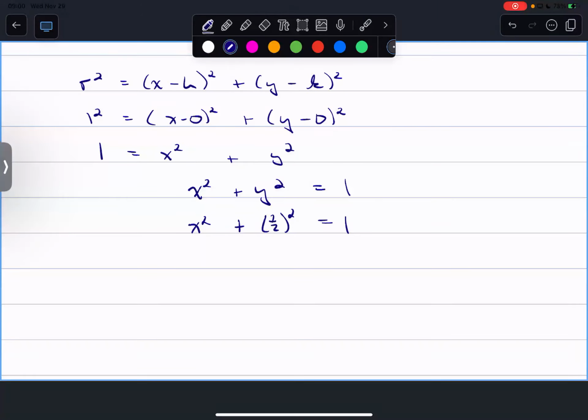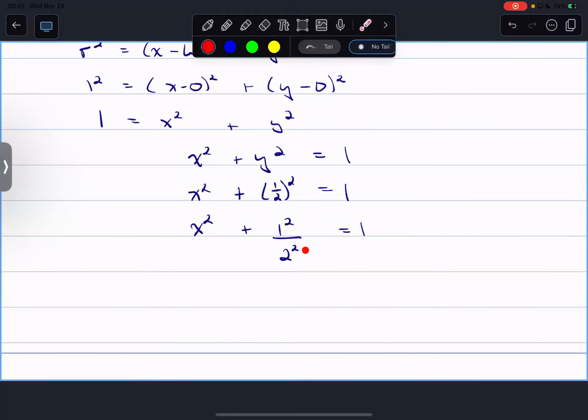We can flex our exponent muscles, right? What can I do if I have 1/2 to the power of 2? The distribution law says that I can bring this 2 inside as long as I'm multiplying or dividing inside. And so I can rewrite this as x squared plus 1 squared over 2 squared is equal to 1. That's really just to practice our exponent laws still.